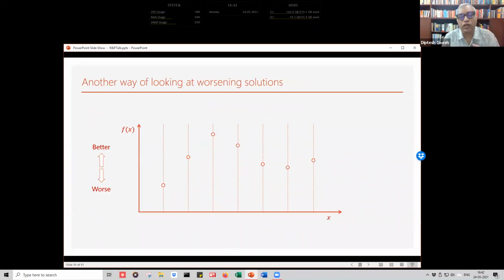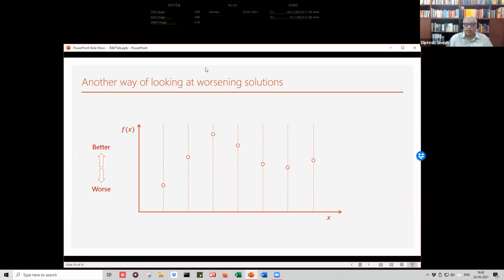So simulated annealing was a method which was very popular in the 1980s and 90s. They have kind of fallen out of fashion right now because there's a new way of looking at worsening solutions which seems to be doing much better than whatever the other methods did. And let's take a look at that method out here.